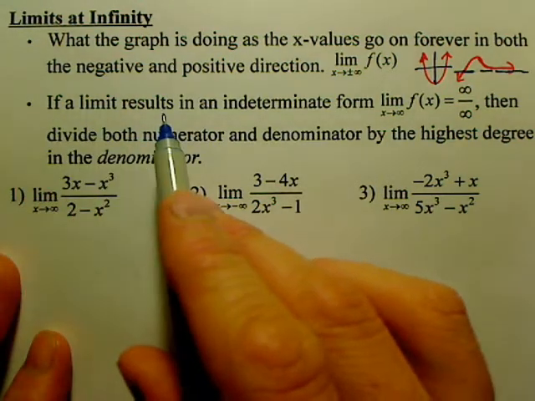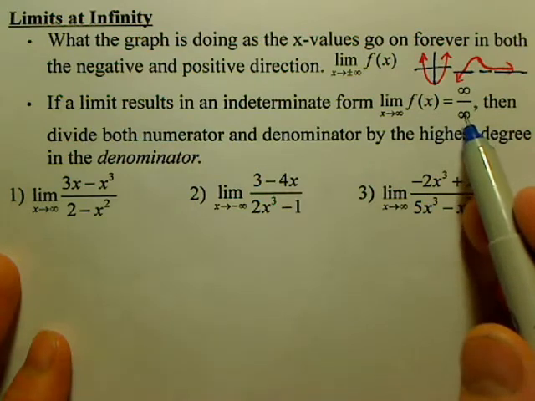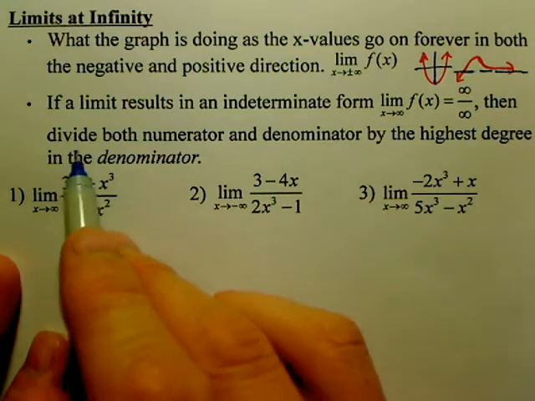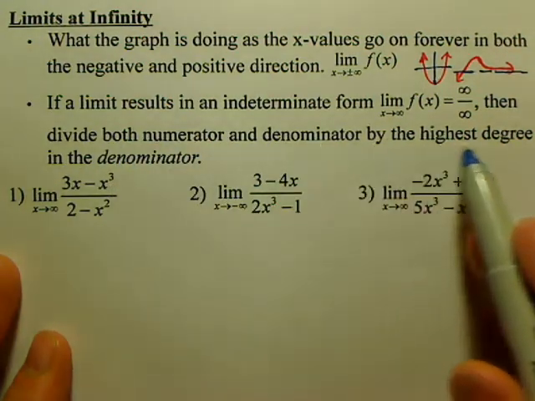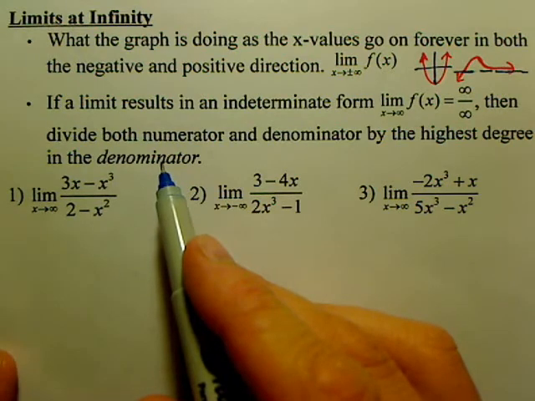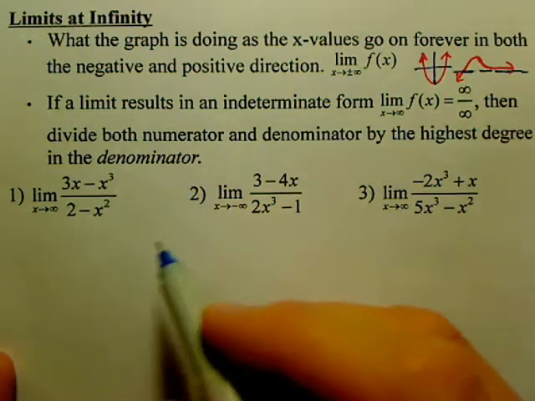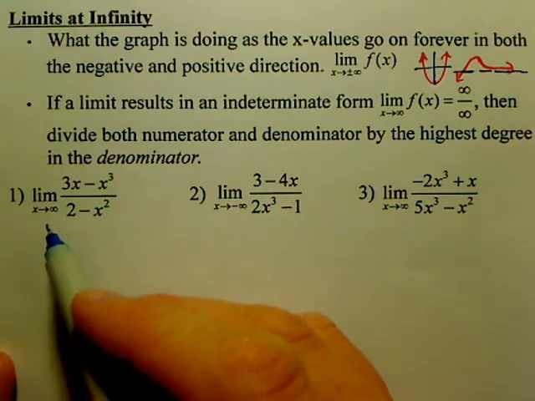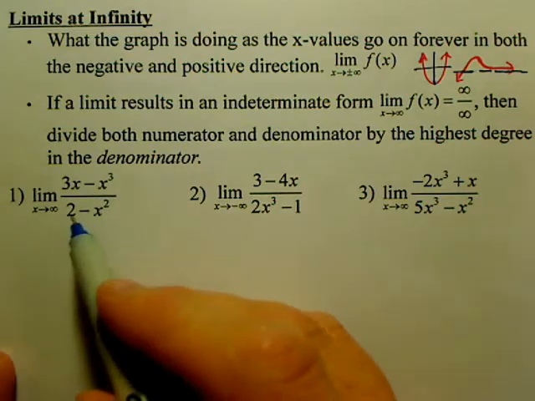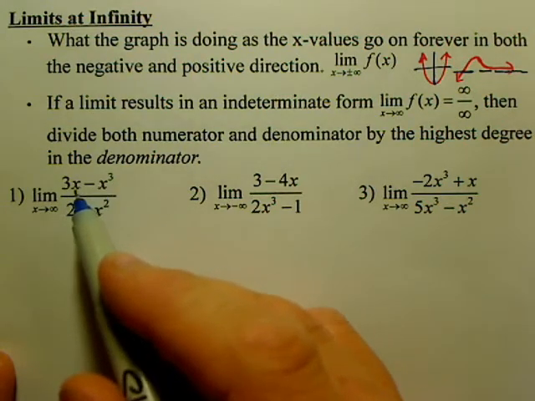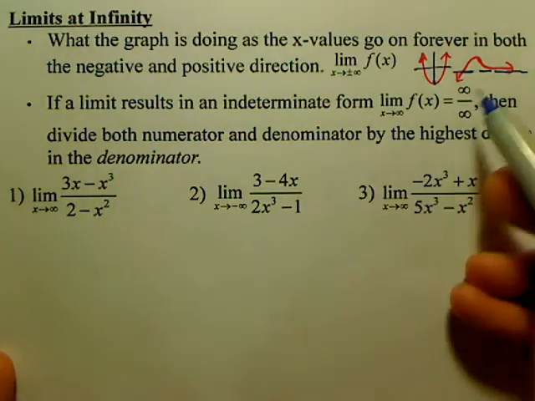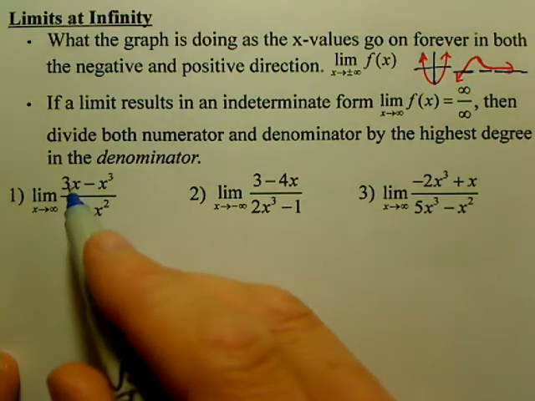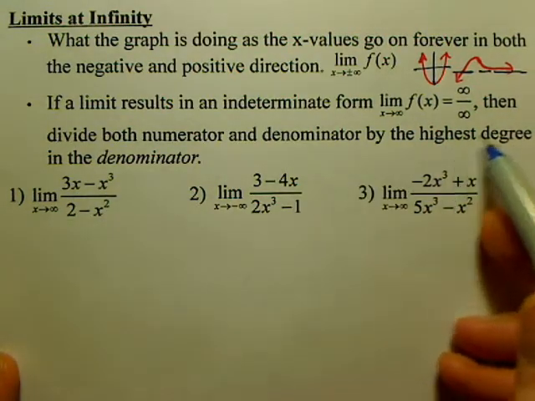First, if a limit results in an indeterminate form, which is basically infinity over infinity, when you take a limit to infinity, then divide both the numerator and denominator by the highest degree in the denominator. That's the process we're going to do. For instance, when I plug in infinity, because that's what you do with an algebraic solution to a limit, I basically get infinity over another infinity, which we said is indeterminate. So I can't determine that, so we want to divide all terms by the highest degree in the denominator.